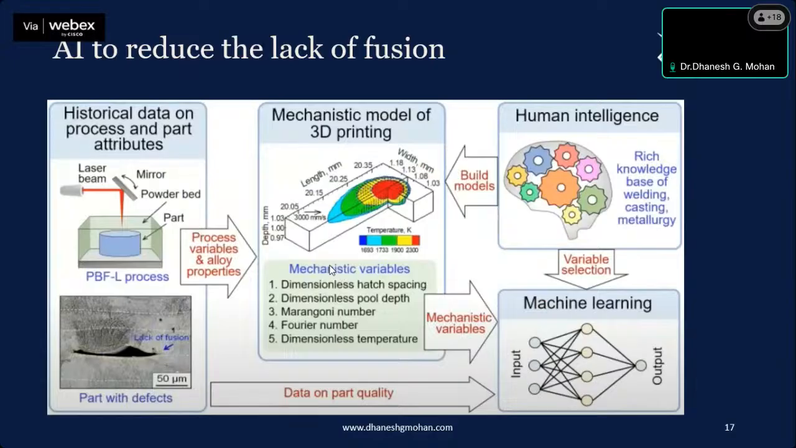Then the machine will predict the optimized parameters. Then we conduct the experiments. Again, we need to compare these values. And it's a time-consuming process. And if you want to get a final result, it's not possible, right?